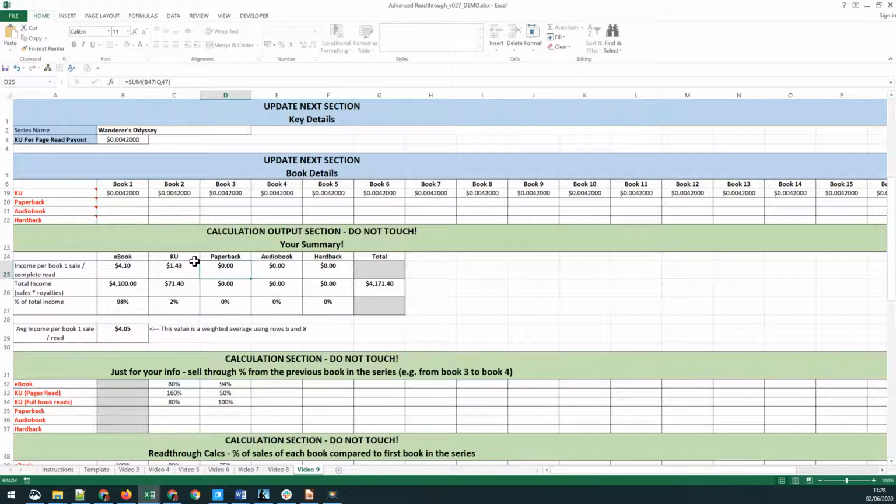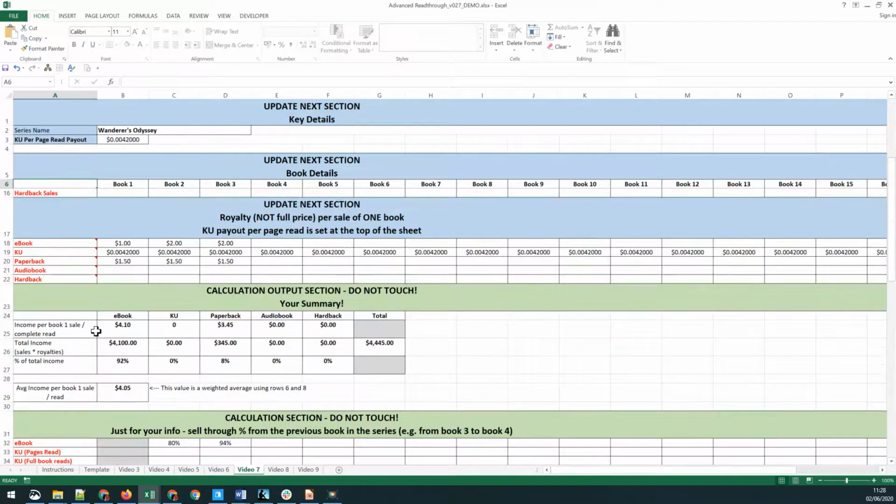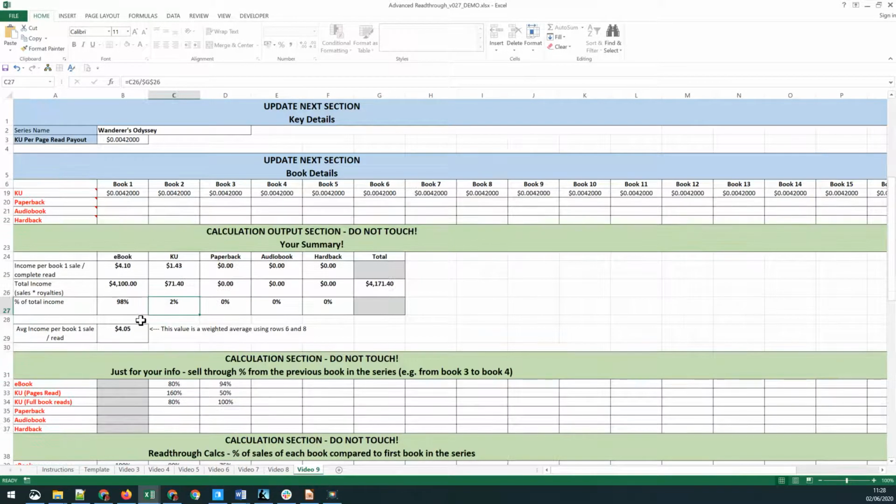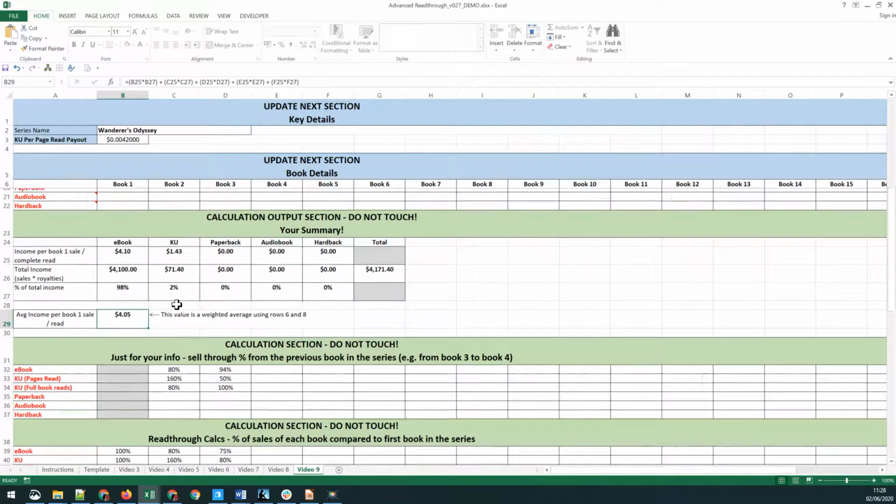And obviously you may find that your numbers are actually much higher or much lower. And then you can see the total amount. So this is going to be calculated in this case by your number of page reads times the page read payout across all of the books and added together. And again, you can see these two are added together, so it's not making much difference at all, just $71 compared with the 41,000. And that's reflected in the percentage of income as well. So 98% and 2%. And if we were to go back to video 7, you can see it's actually such a small difference. It hasn't made any difference here at all. And that's just down to the percentage coming in with these numbers.